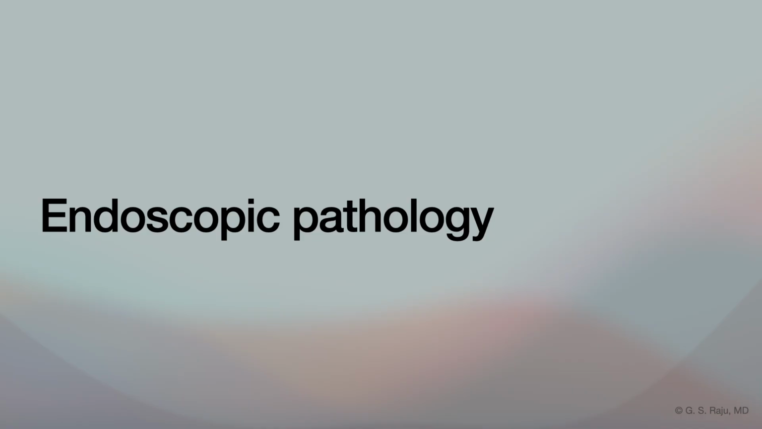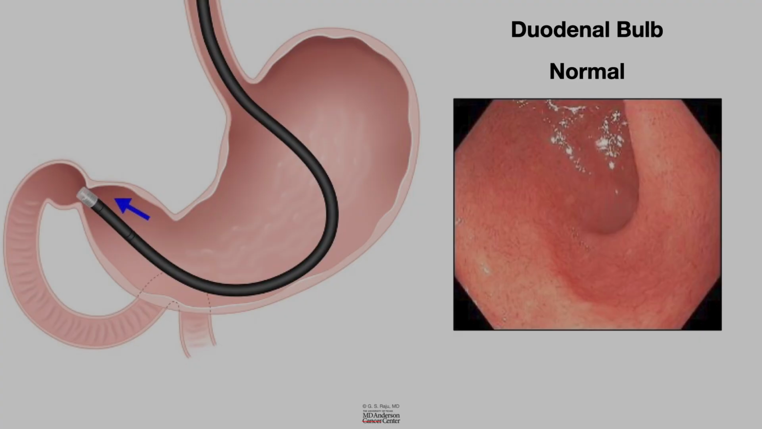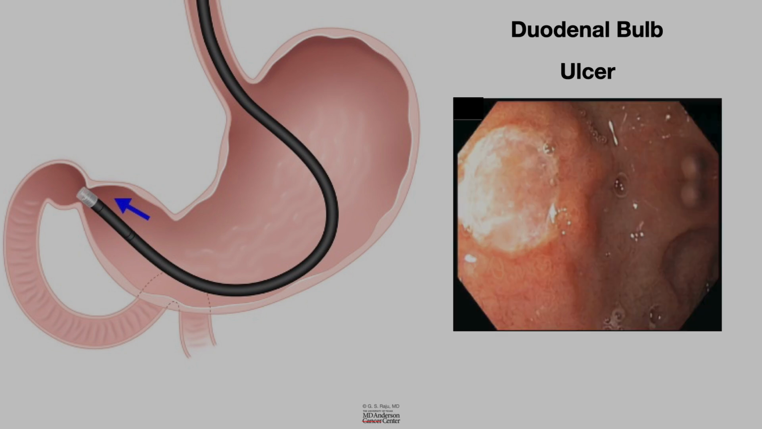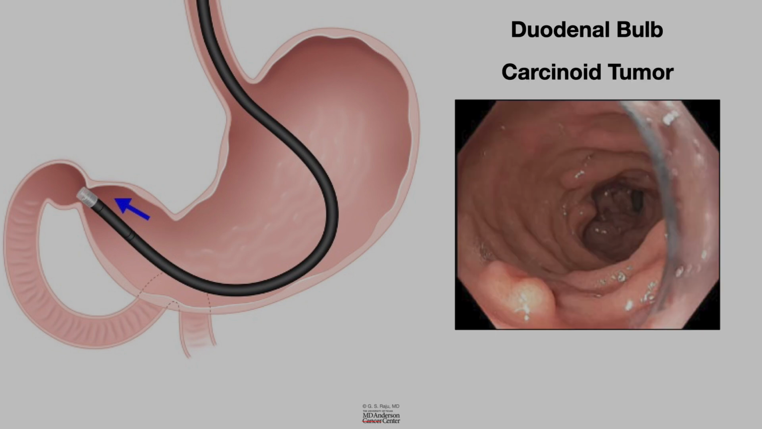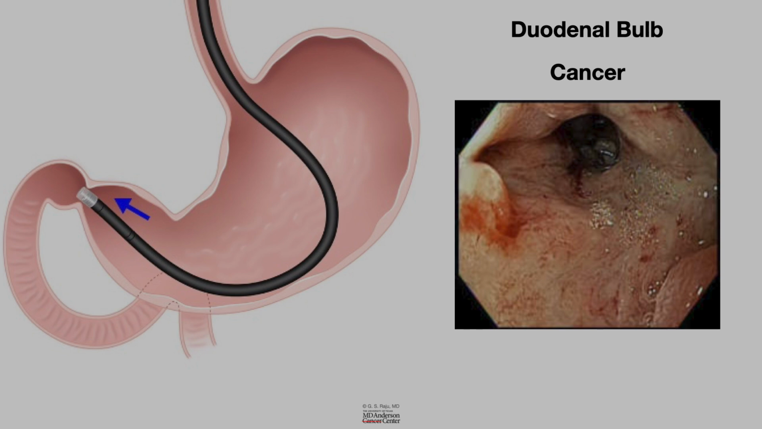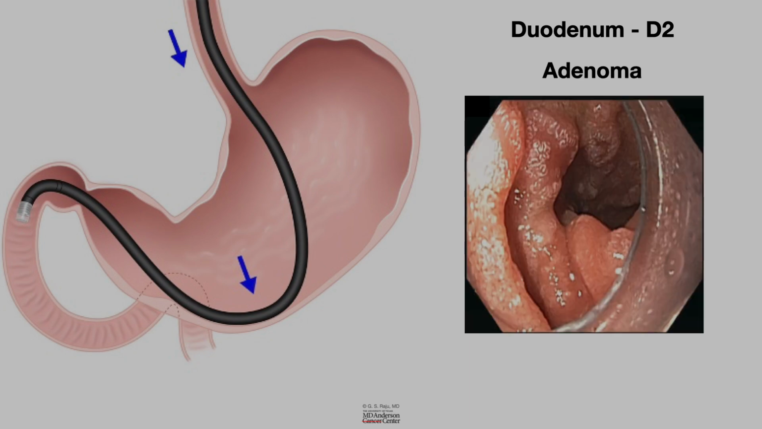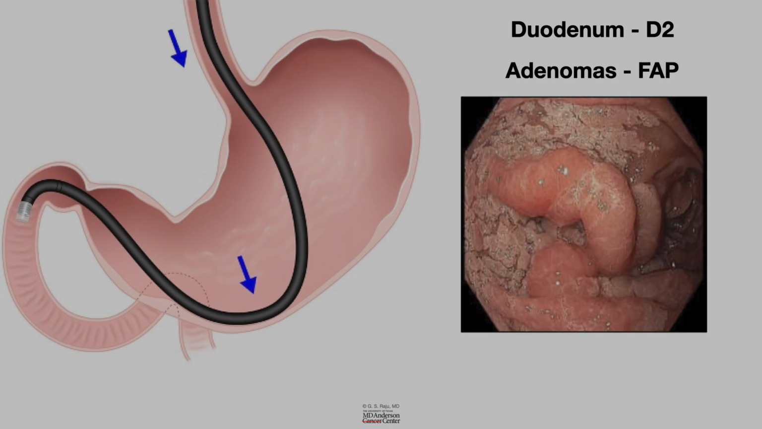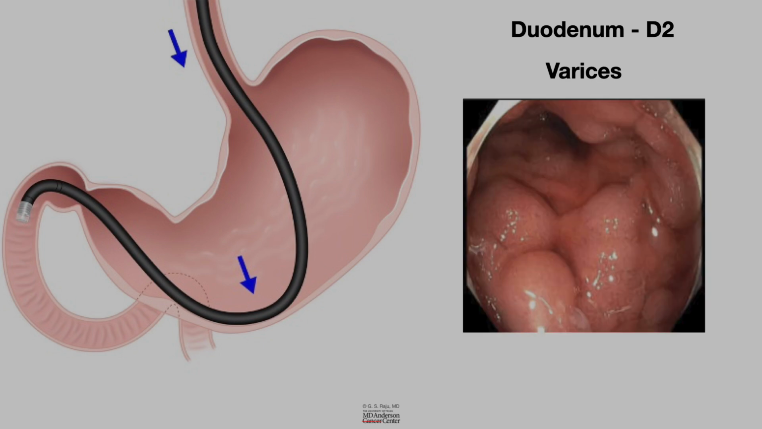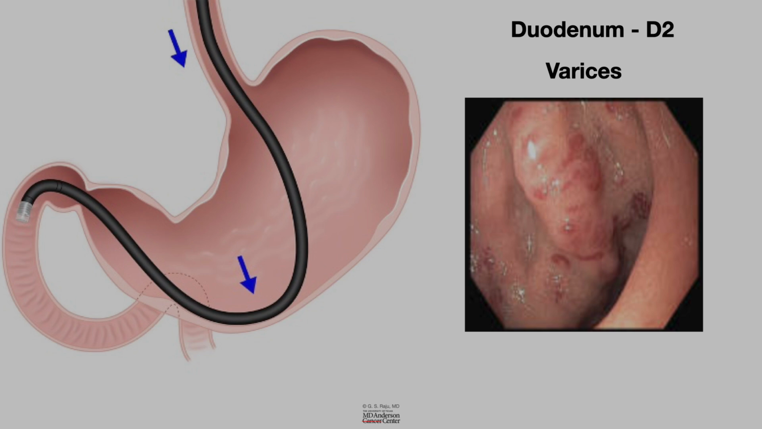So now let us look at a certain pathology. So here is the duodenal bulb looking normal, and if somebody develops an ulcer, this is how an ulcer looks like, a duodenal bulb ulcer. Sometimes you can see a nodule that is submucosal, typically carcinoid tumor, or rarely you may see cancer. As you go into the descending duodenum, you may see polyps or adenomas, or lots of adenomas in familial adenomatous polyposis, and sometimes in cirrhosis patients, portal vein thrombosis, you may see varices. Like varices in the esophagus, you can see red veil markings and cherry red spots here also.